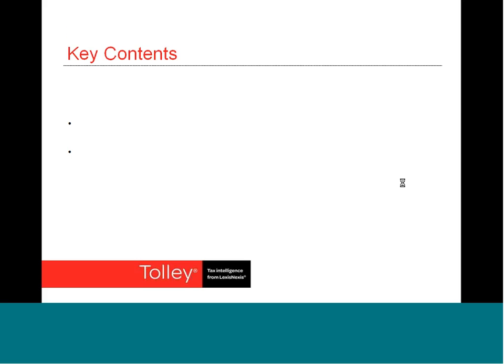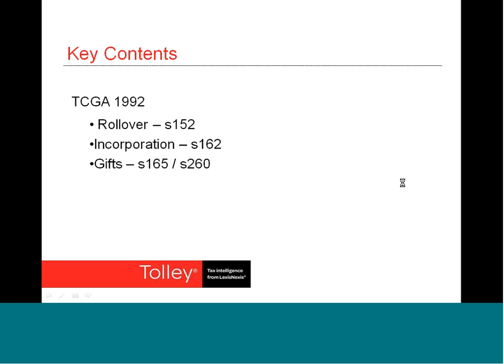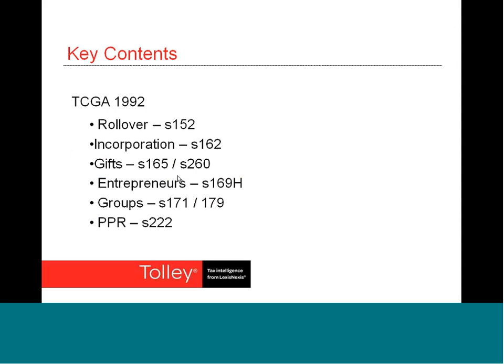And within those acts, there's various bits of legislation you might want to have highlighted. So, for example, in the Taxation of Chargeable Gains Act, we've got our various reliefs: rollover, incorporation, gift relief, entrepreneurs' relief, and so on, principal private residence relief. We've also got some stuff in there about groups of companies.